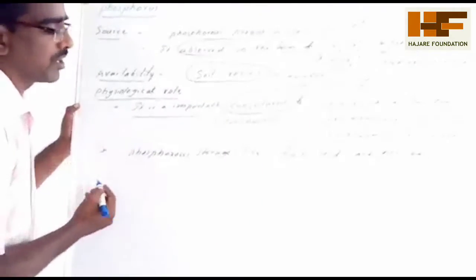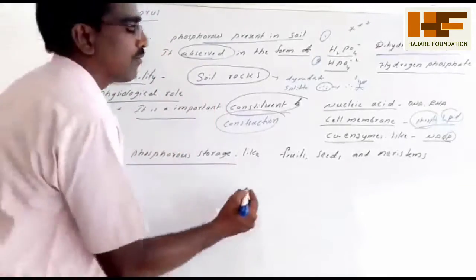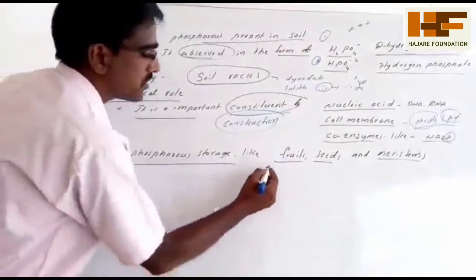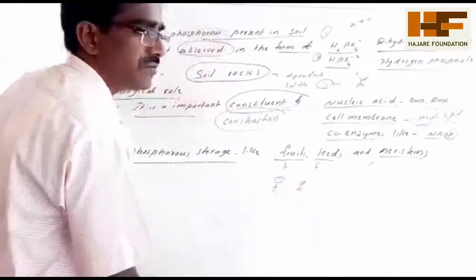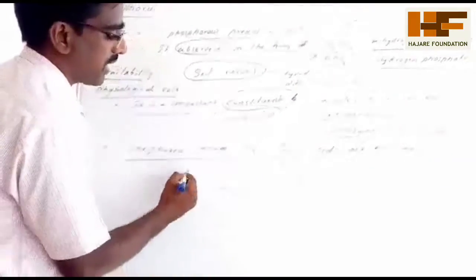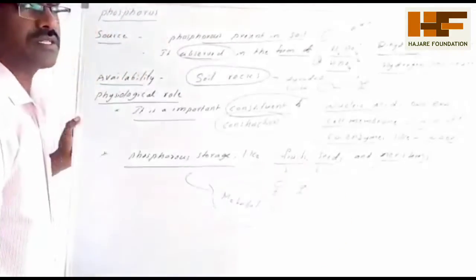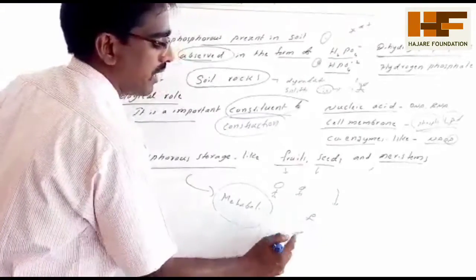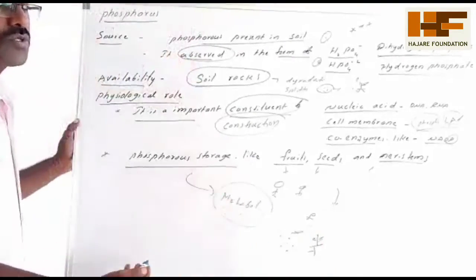The second important concept is phosphorus storage. Where is phosphorus stored? Phosphorus is stored in the fruits, seeds as well as in the meristematic tissues. This stored phosphorus is available even for animal species, for regulation of various metabolic activities, if the plant is eaten by animals. Sometimes these fruits, seeds and meristematic parts fall down, go through degradation, and become available in the soil for one more plant. So it is continuous.